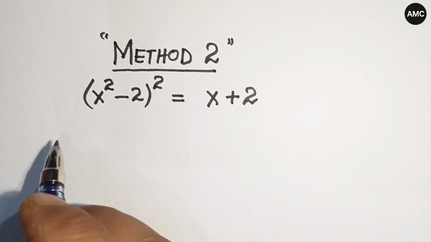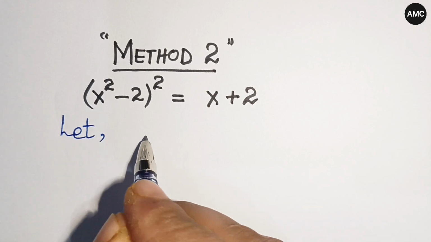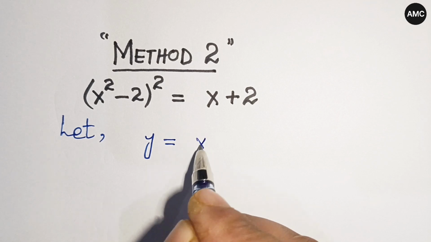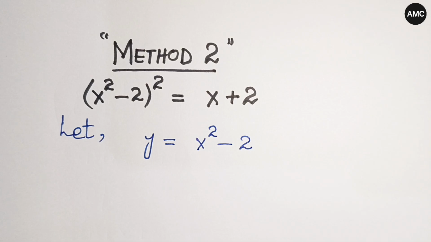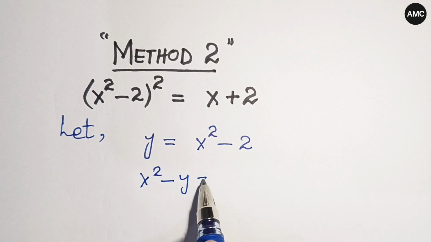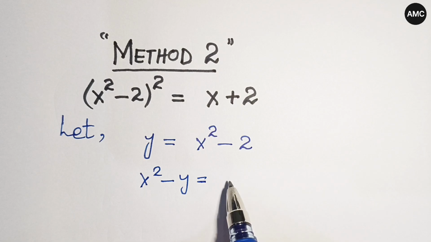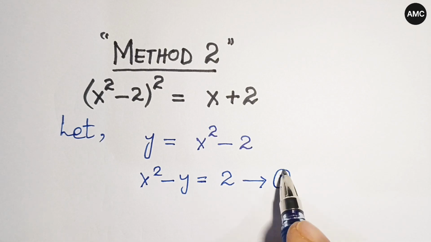Now starting our solution, first of all let us suppose that y is equal to x squared minus 2. Here if we shift this y to our right hand side and this 2 to our left hand side, we will get x squared, then this will be minus y, and minus 2 will be 2. So x squared minus y is equal to 2. Let's say it is our equation number 1.